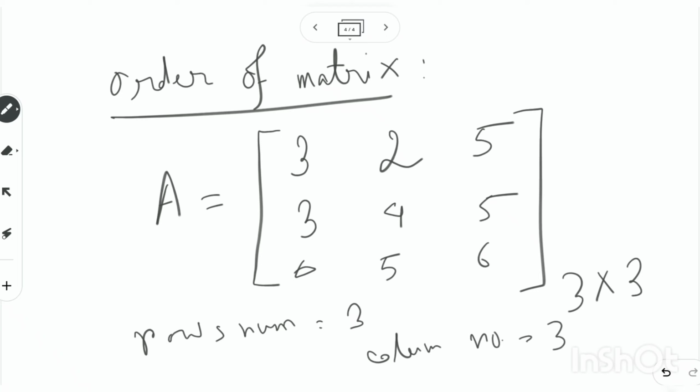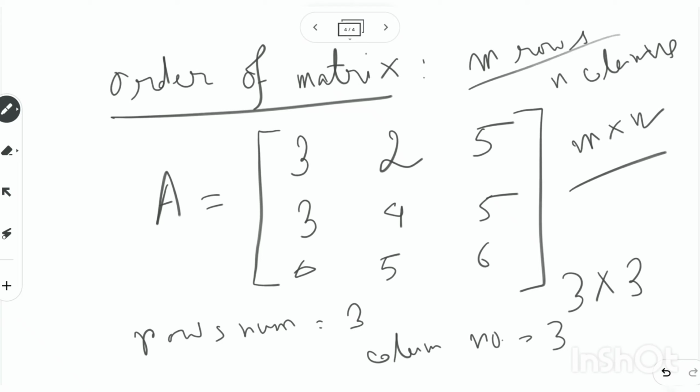So what is the definition of the order of a matrix? A matrix having m rows and n columns is called a matrix of order m cross n. Okay, m rows and n columns is called an m cross n matrix. So this is basically the order of a matrix. Now what are the types of matrix?